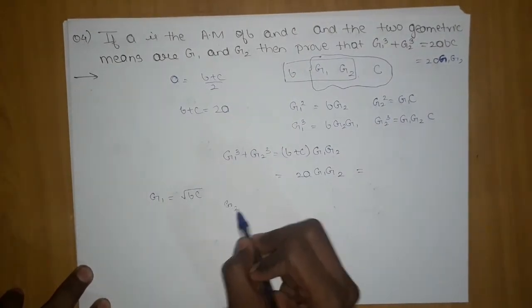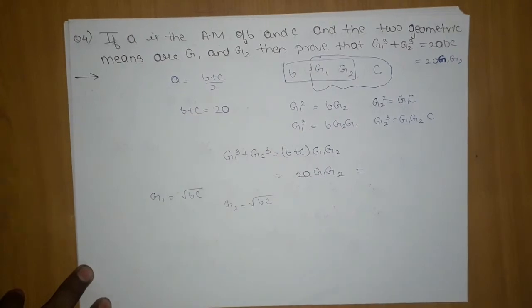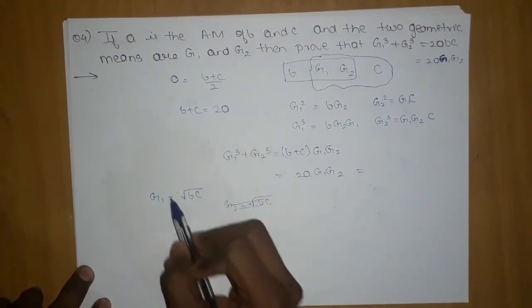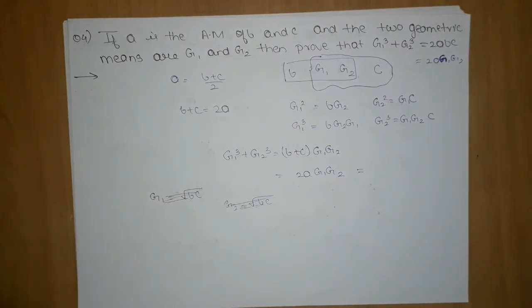Similarly, if I consider g2, I can write under root bc. Okay, let me think. g1 and g2, the geometric means will be different. Sorry, we have to think a little more. Our process, we have to change it.